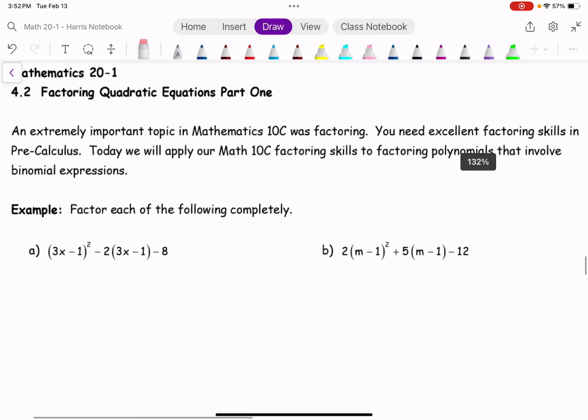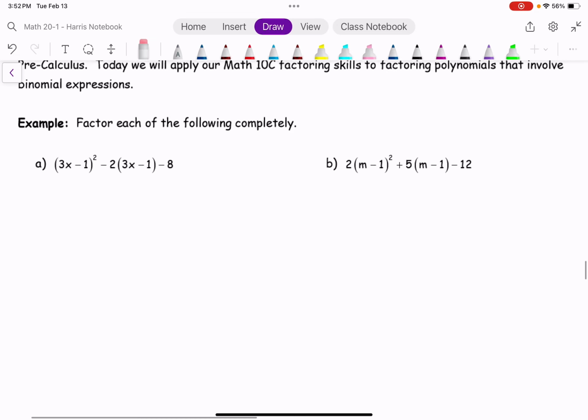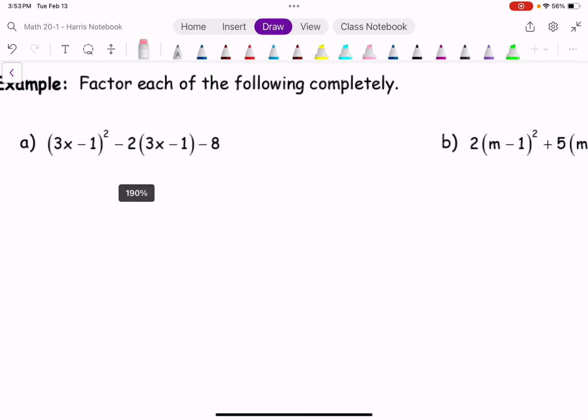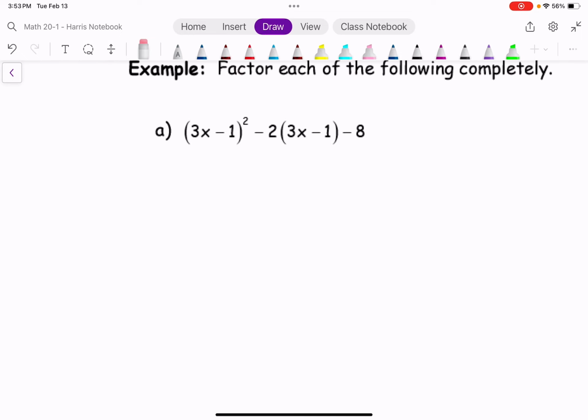This is what my lesson is going to be on today. We learned in Math 10C about factoring, and we need excellent factoring skills in pre-calculus, that's 30-1. So today we're going to apply our Math 10C skills to factoring polynomials that involve binomial expressions. Looking at this first example, here I have (3x - 1) squared minus 2 times (3x - 1) minus 8.